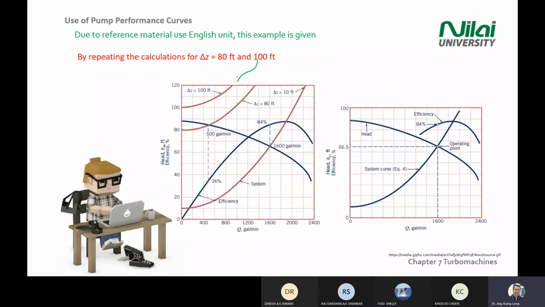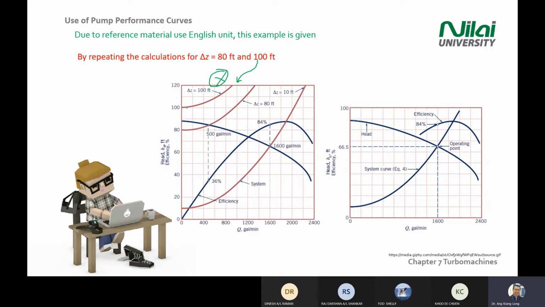So if you have 100 feet, you are getting this red color line. Red color line, do you see any intersection with the head line? The answer is no. In 100 feet, the line doesn't cross any head line. It means the pump is not operating. There's no pressure difference, there's not enough pressure for the pump to operate.